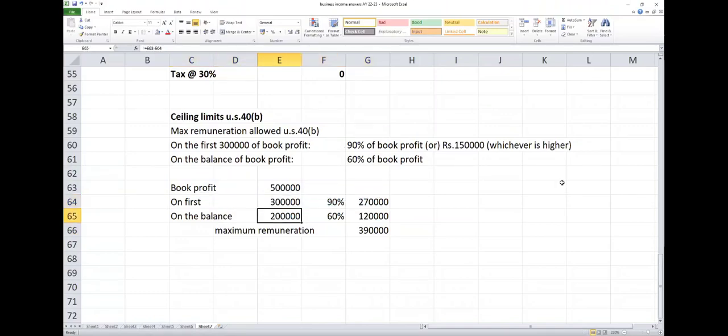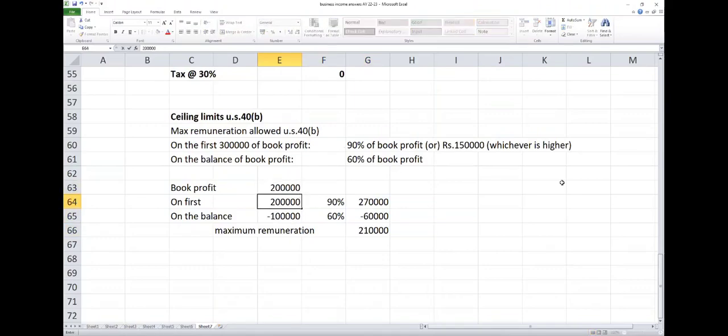On the balance, maximum remuneration allowed. Next, 4 lakhs. On the first 3 lakhs, 90%. On the balance, 60%. Maximum remuneration allowed. Book profit is 3 lakhs now. First 3 lakhs, 90%. Balance 0. So maximum remuneration allowed. Book profit is 2 lakhs now.